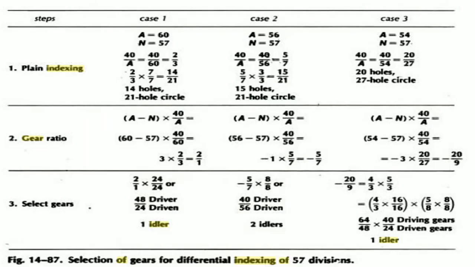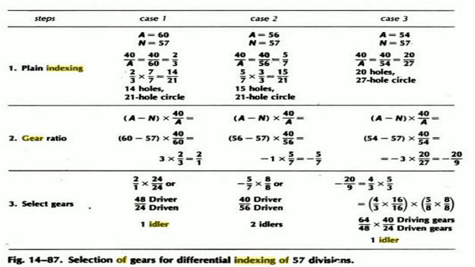Look at this. The steps are case 1, case 2 and case 3. First step is plain indexing. For case 1, a is equal to 60, n is equal to 57. That means 40 divided by a is equal to 40 divided by 60, because a is equal to 60, and that means 2 by 3. And you can write 2 by 3 multiply 7 by 7 is equal to 14 divided by 21. That means 14 holes in the 21 hole circle.